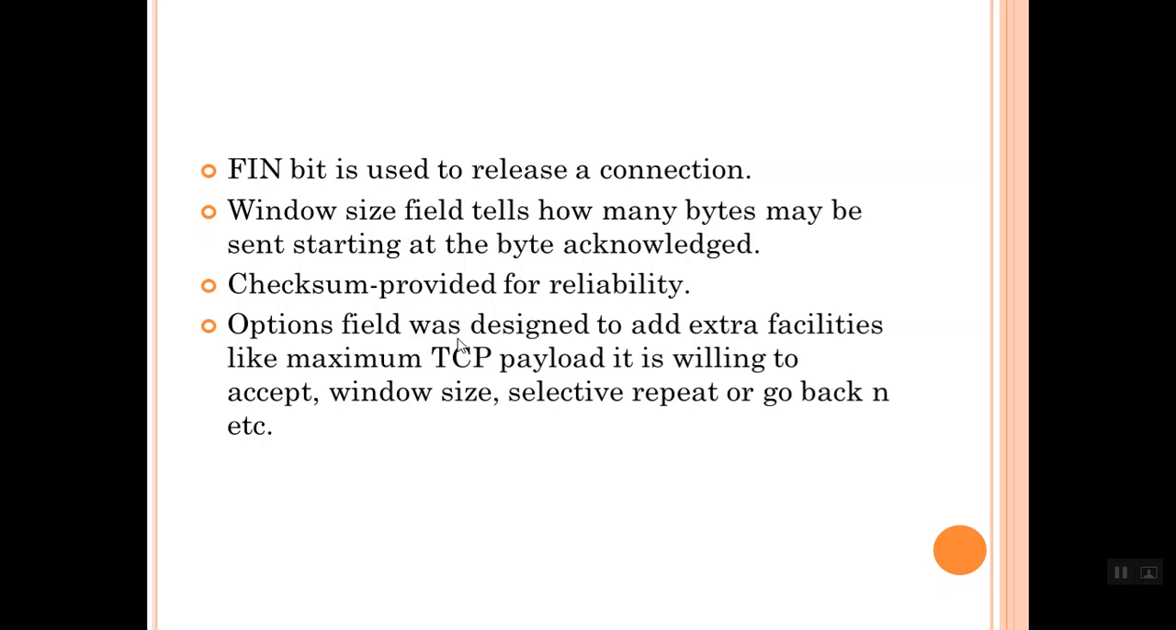Then the options field contains various options like the maximum TCP payload a machine is willing to accept. A machine can specify the maximum number of bytes that can be received by that machine in this options field. Also window size can be specified in the options field, and whether the machine is using selective repeat or go back, that is, which sliding window protocol is being used. These options can be specified in the options field.